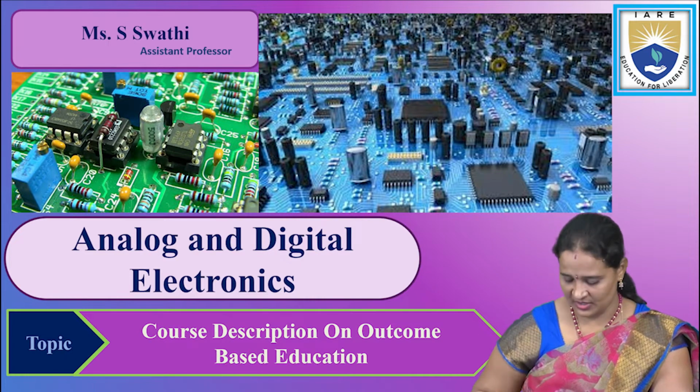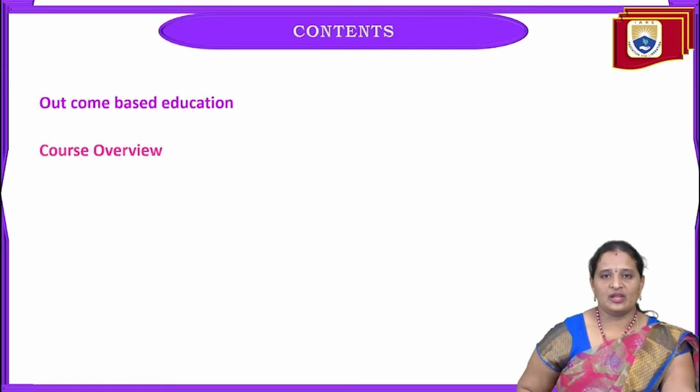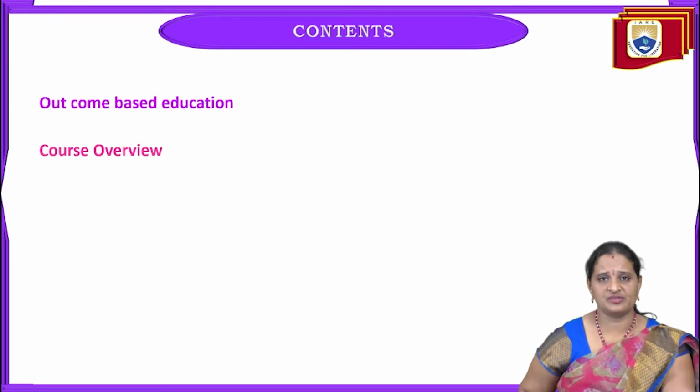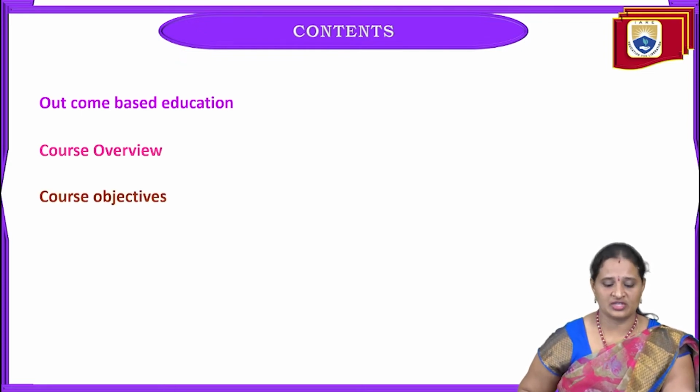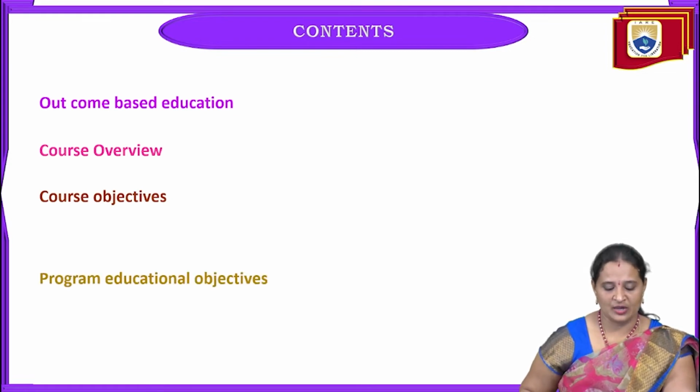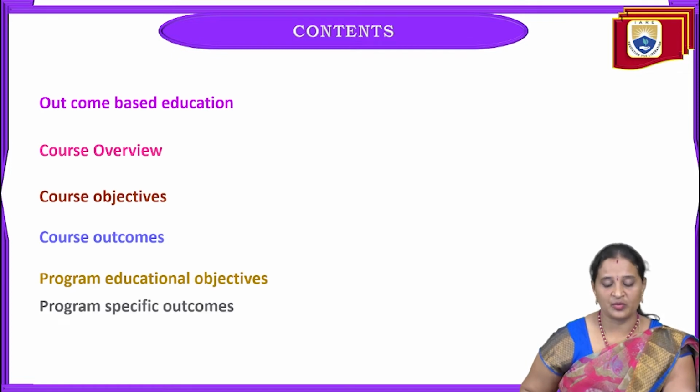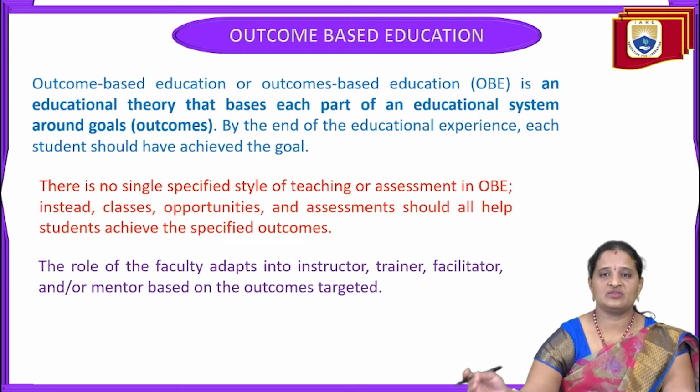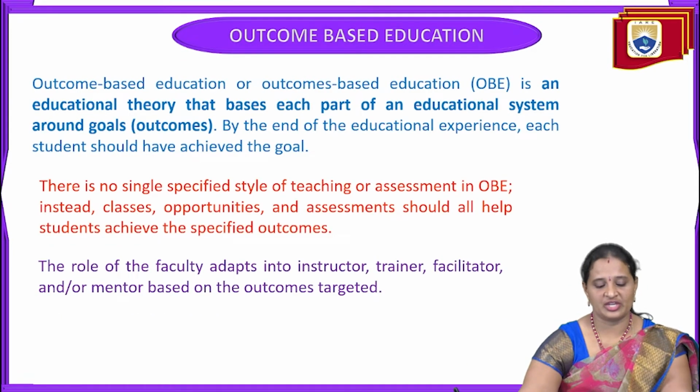We'll discuss this. So, the contents for this lecture are outcome-based education, how it is different from traditional education, and what the course overview of analog and digital electronics is, what the course objectives and program educational objectives are, course outcomes, program specific outcomes, and all. These are all the topics that are going to be discussed in this. So first of all, let us see what is outcome-based education.